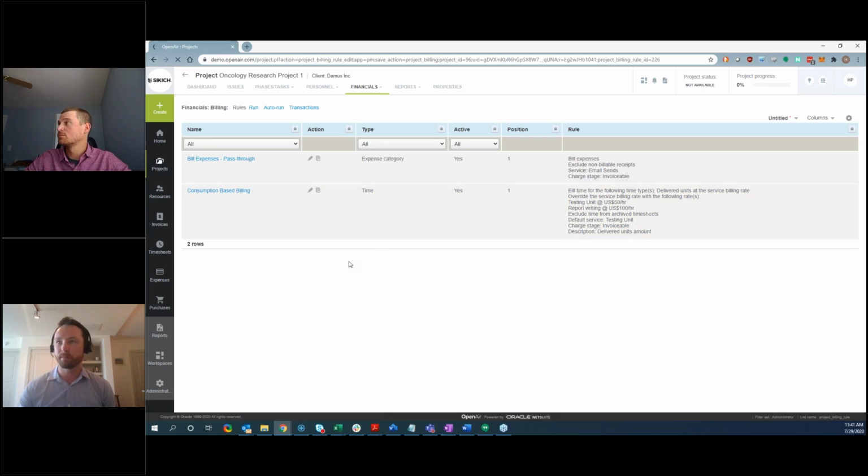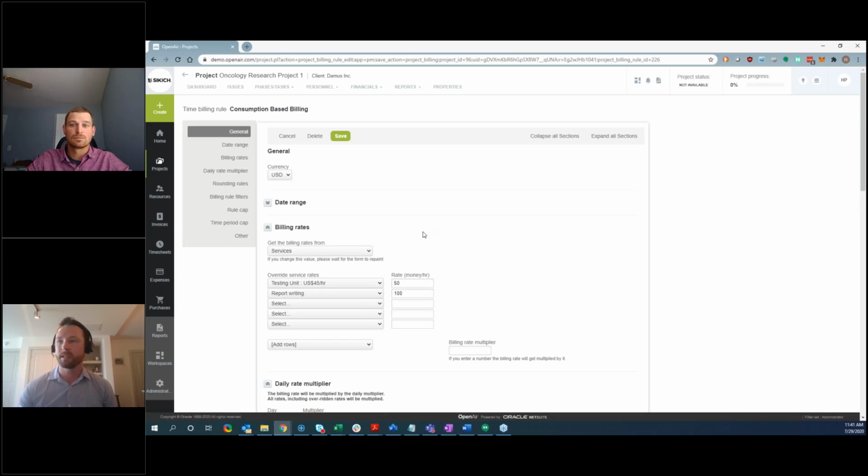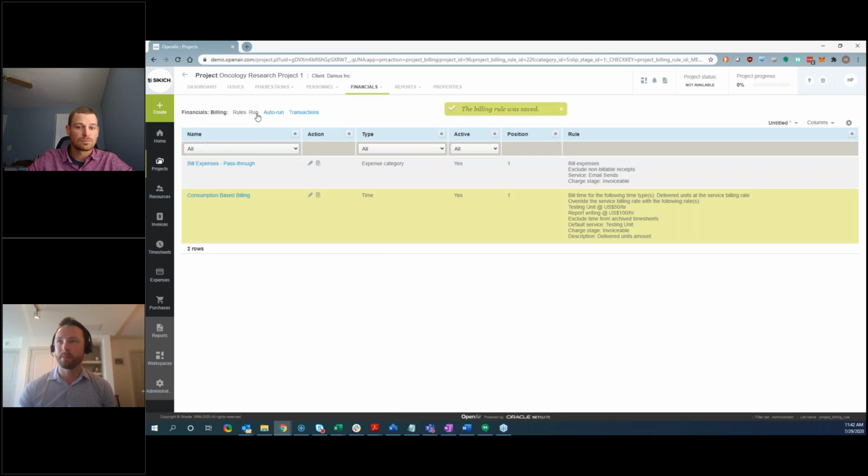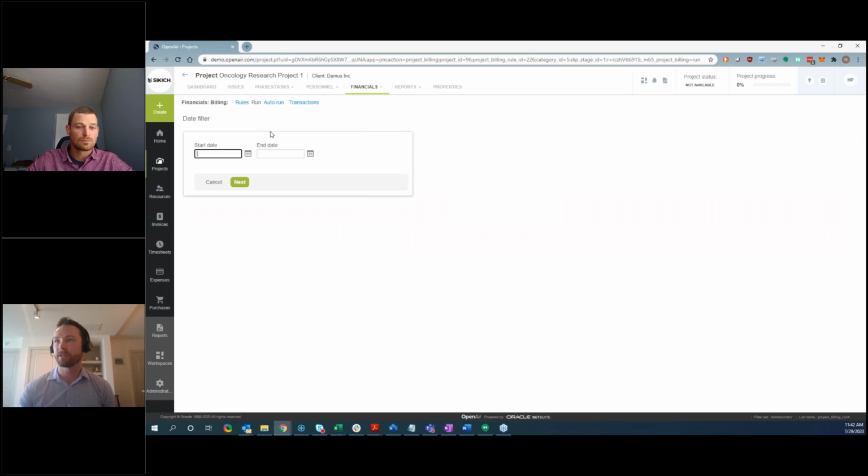So if I go to this consumption-based billing, this is where I'll tell the system, what are the rates for the various different services or units that I'm providing? As you can see here, I have two services. One is a testing unit, right? Just a generic unit that's a result of testing, as well as maybe a report. What this is telling me is that for every testing unit or equivalent that I deliver, bill at a rate of $50 per unit. For every report that I write, bill at $100 per unit. If I ran billing right now, we won't see anything being generated because no work's been done.